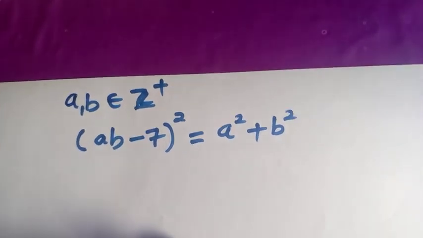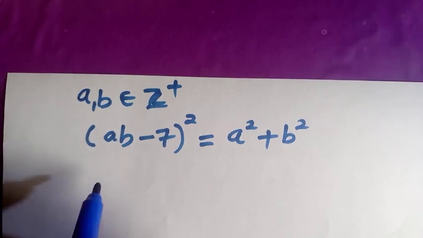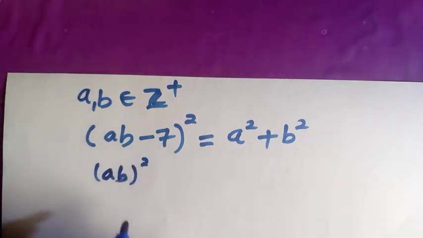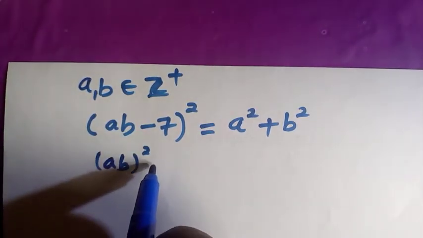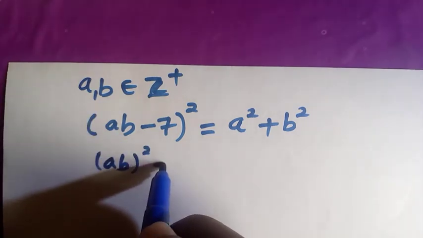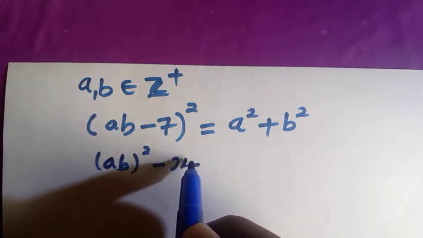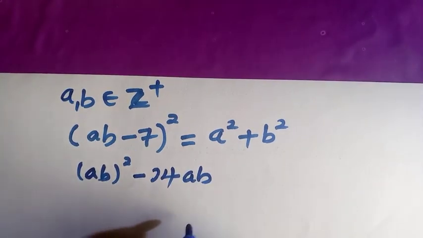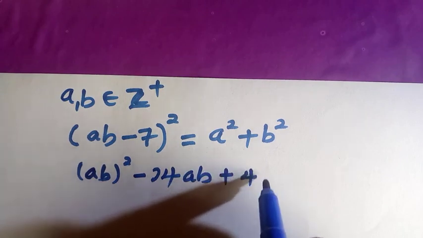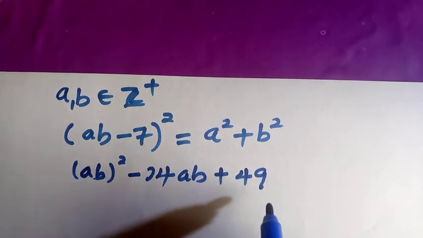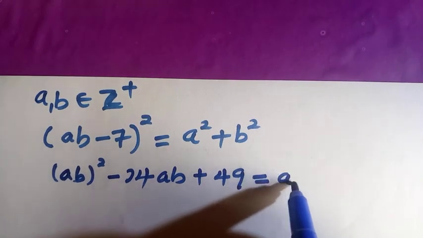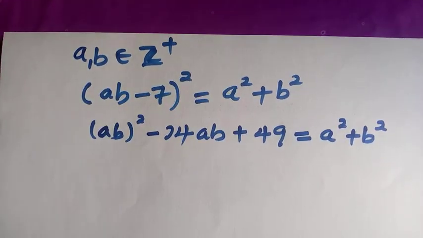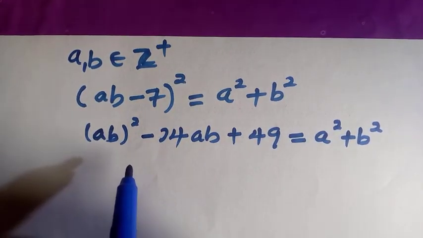So we know the expansion of (ab - 7) all raised to the power of 2 becomes (ab) squared minus 14ab plus 49, which equals a squared plus b squared. So that is the expansion of (ab - 7) squared.